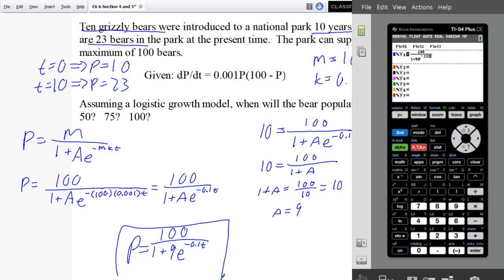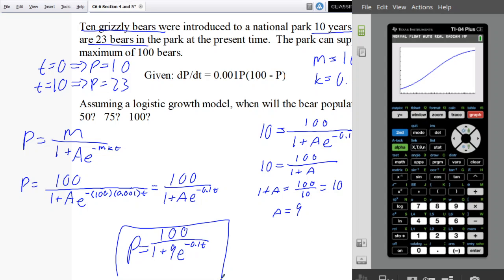I think really looking at this logically, I know that I have 10 years for this bear population, right? So I'm looking in my window. In 10 years, it was at 23 bears. So I want to go from time 0 to time, I don't know, let's guess 50 or so. My maximal carrying capacity was 100 bears, so I know that my Y max is going to be 100.